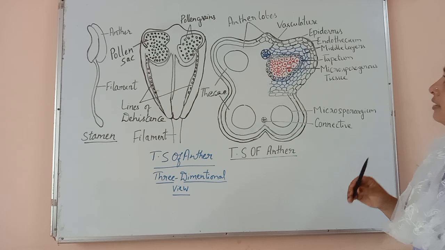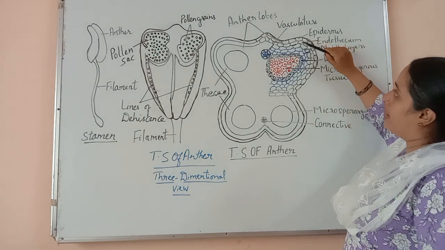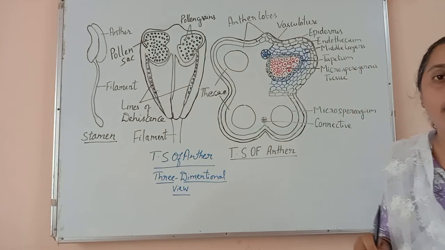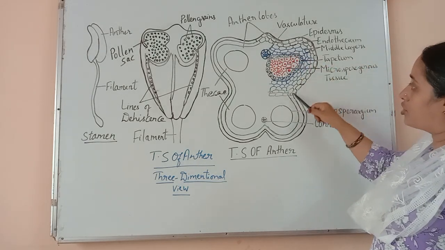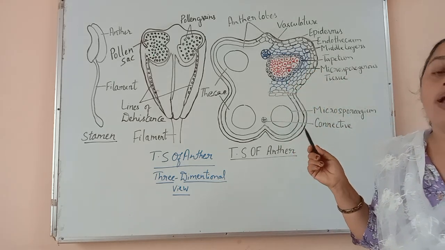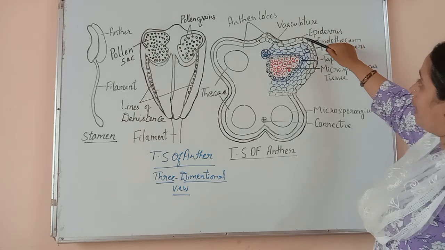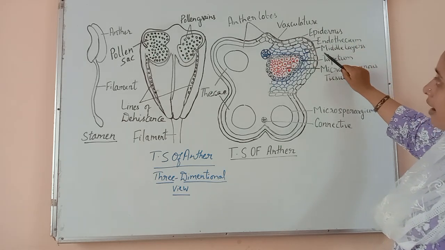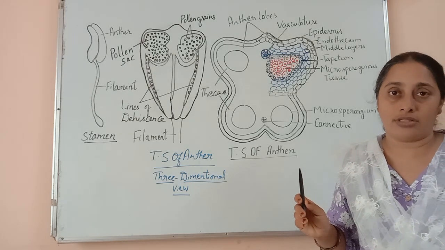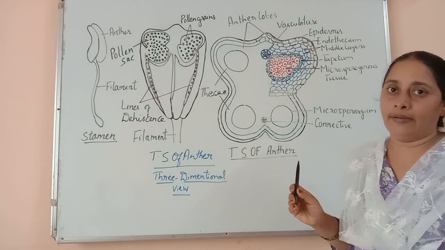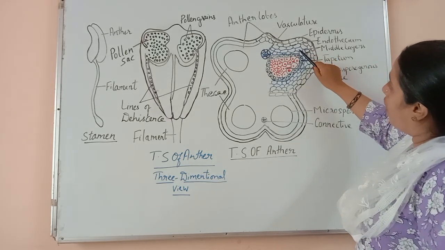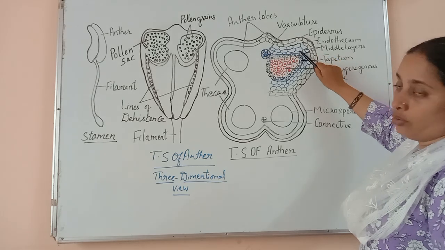Okay. Other than that, both epidermis and endothecium along with the next layer called middle layer, they help in covering and protection of the inner sporogenous tissue and microsporangium. At the same time, these three layers, epidermis, endothecium and middle layer, are going to help in anther dehiscence and release of pollen grain. Okay. Now, coming to the next layer inside the endothecium.